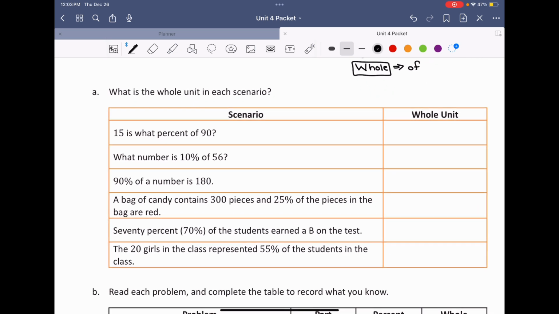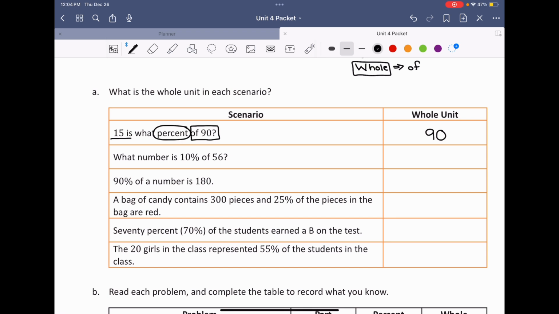All right, so it says 15 is what percent of 90? The first one that you should usually be finding is percent, because that's usually the easiest one. You're either going to see the word percent or see the percent symbol. And then 15 is, so that's next to is, that should be our part. And of 90 would be the whole. I'm going to box that in. So my whole is 90. All right, let's try another one.